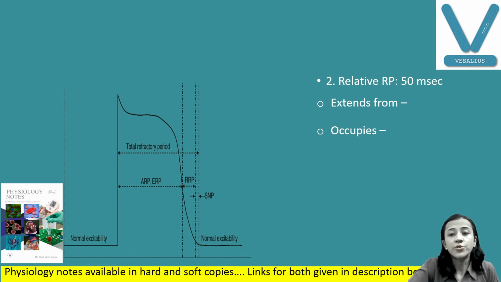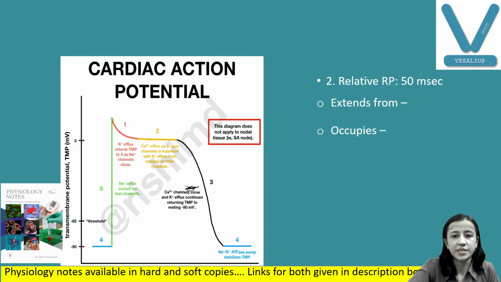Okay, during relative refractory period, muscle gives response when the strength of the stimulus is increased to maximum. And this period extends from the second half of phase 3, here, this one, and phase 4 of the action potential. And it occupies the remaining duration of the diastole in mechanical activity. You can see here, this one.